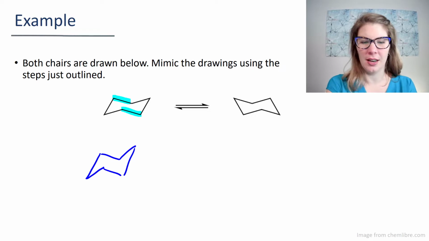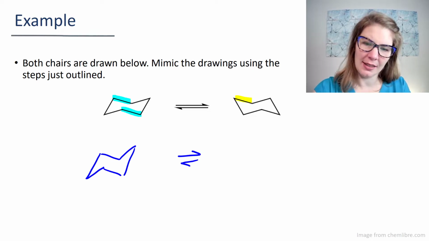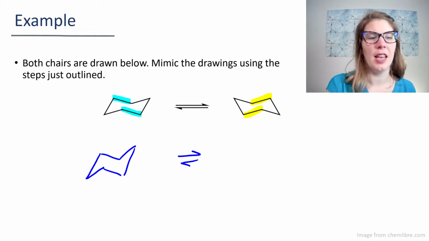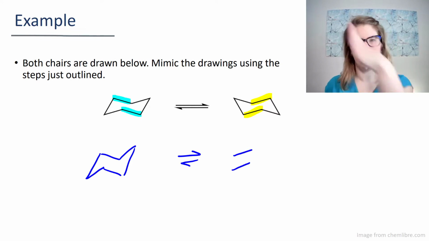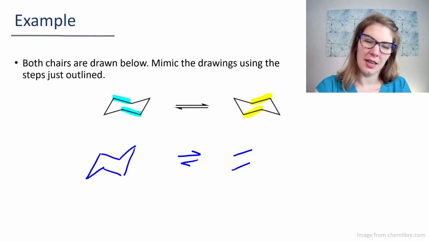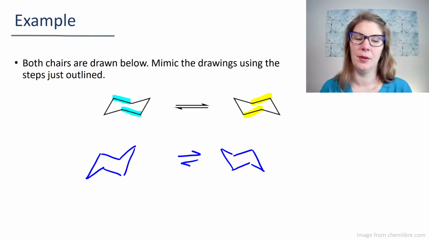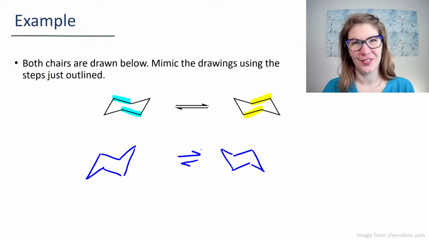My other chair is going to have a set of parallel lines. Oops, wrong one. Here and here. Those parallel lines are now pointing slightly up and to the right. And so that means that this carbon is down and this carbon is up. Now let's move on to actually flipping a chair.